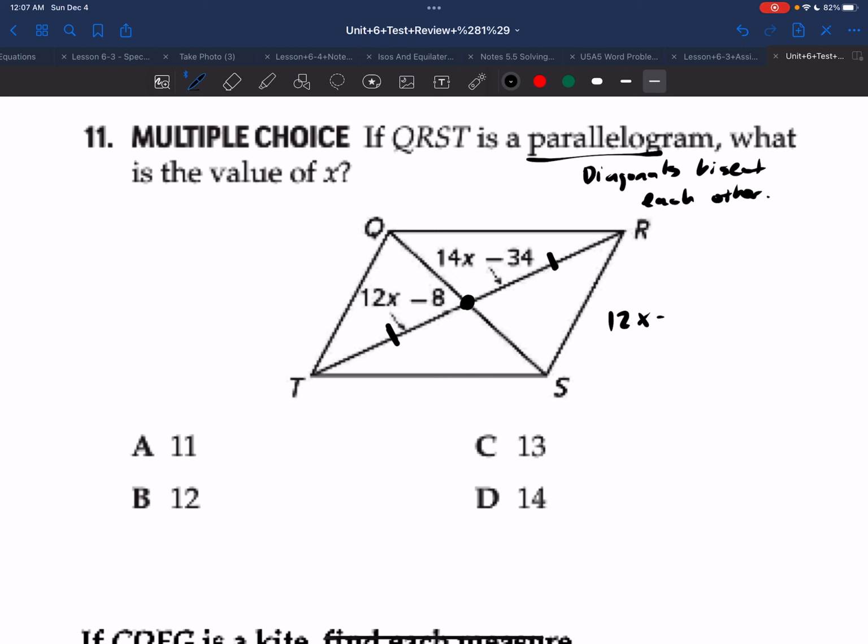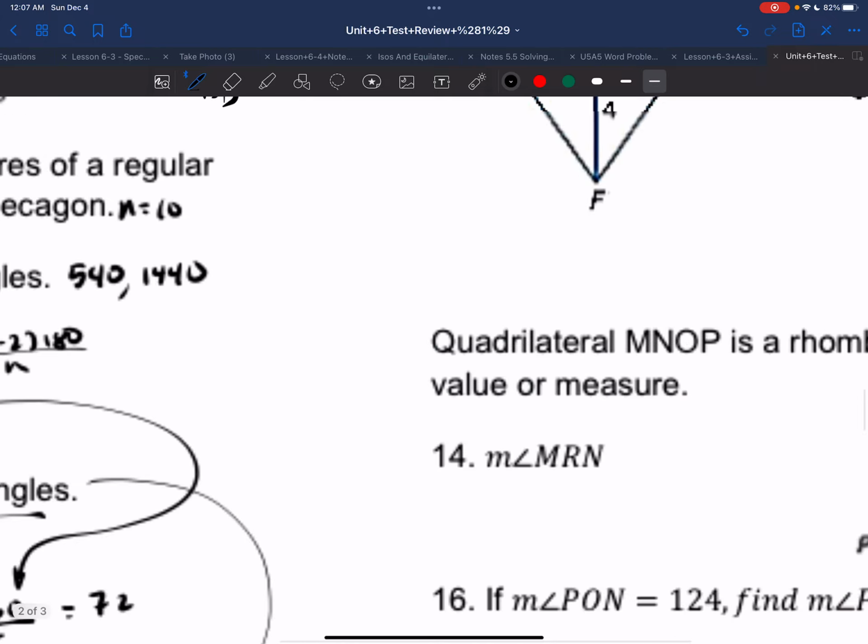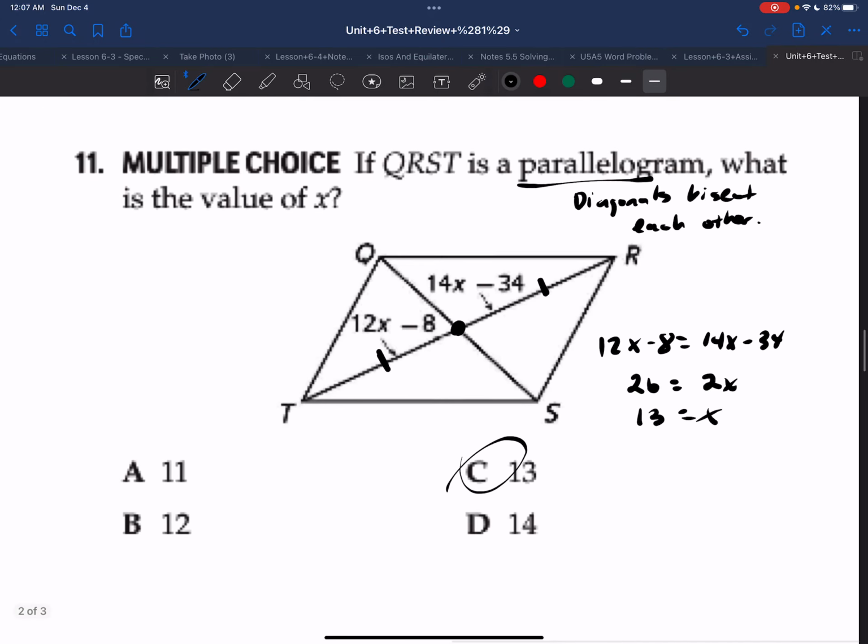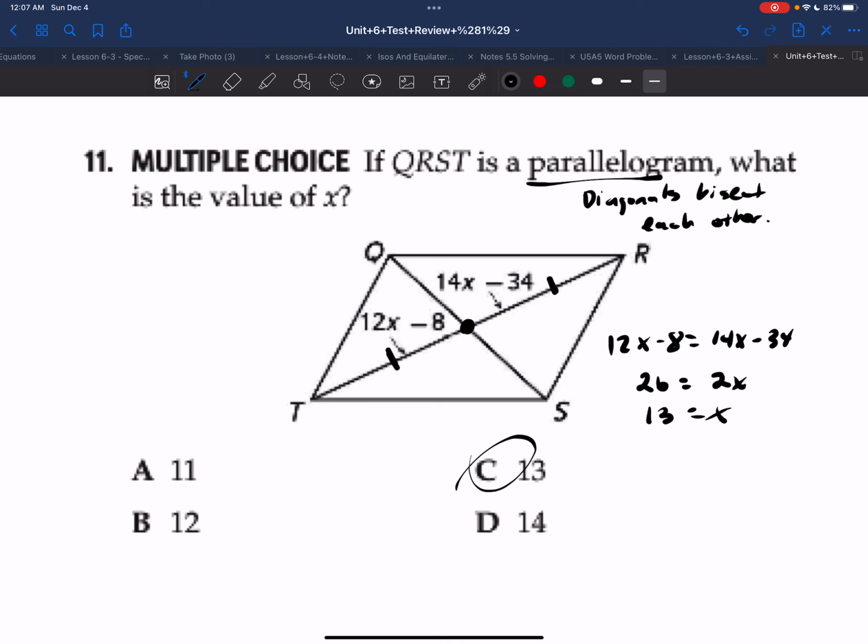So 12x minus 8 is equal to 14x minus 34. So that's going to be 26 is equal to 2x, and then 13 is equal to x. My answer is C. Okay.